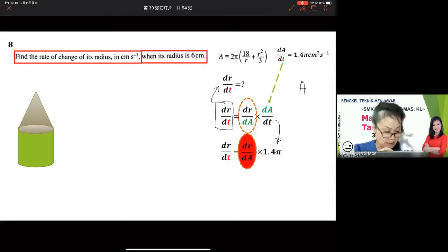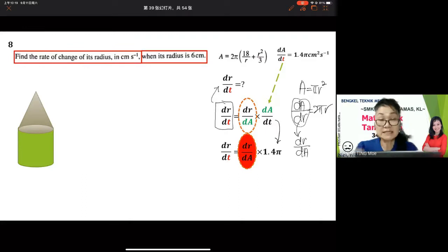Remember, your area is equal to, let's say, I give you a circle. So you can differentiate A with respect to the radius, and you will get 2 pi r. Once I get this one, to get the reciprocal, I will be getting this. This is thinking skill, the tricks behind our mathematics.